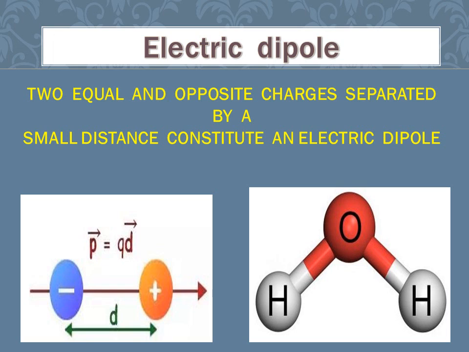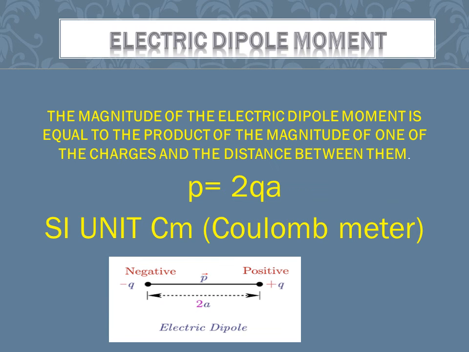Next, we talk about the electric dipole. What do you mean by electric dipole? Suppose you have two equal and opposite charges which are separated by a small distance. This will constitute an electric dipole. See the diagram. You have a positive and a negative charge separated by a distance d. Then P is equal to Q into 2d. Examples of them are water, H2O, carbon monoxide, ammonia, and HCl.